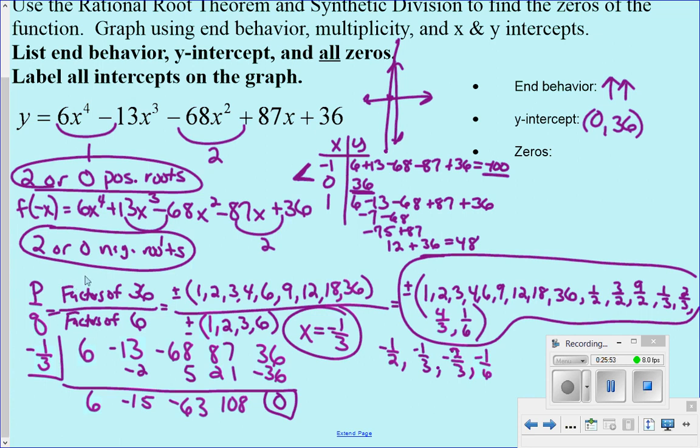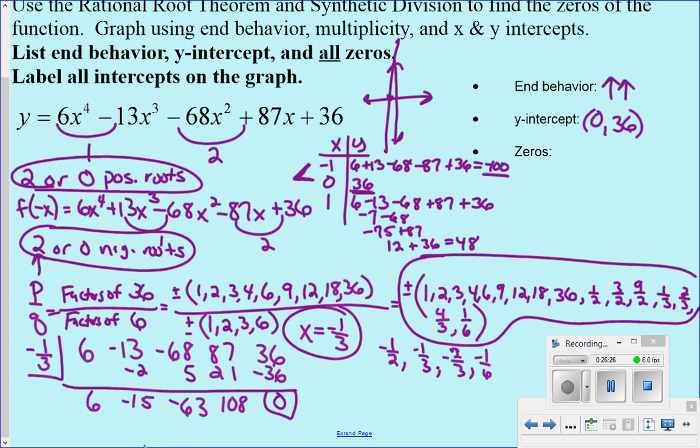I want to look back to Descartes here, and I want to look specifically at the negative roots because that's what we just found. It says Descartes told us 2 or 0 negative roots. Well, we just found one that was negative. So that means 0 negative roots is out, which means we know that there's going to be 2 negative roots. Okay, we just found one, which means it can't be 0 negative roots, which means there has to be an additional negative root.